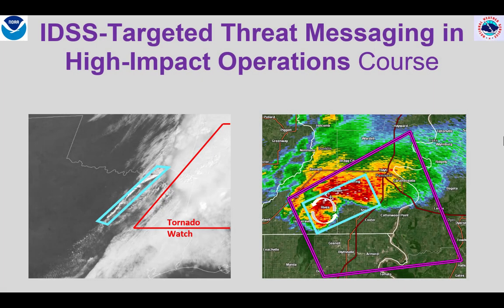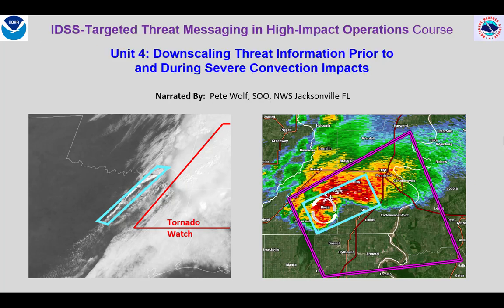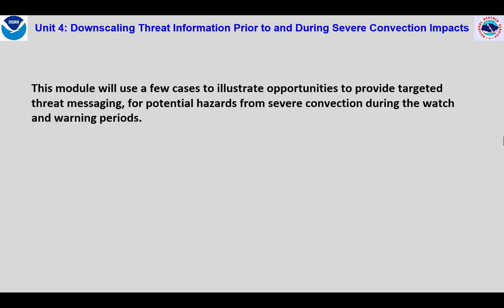Welcome to the IDSS-Targeted Threat Messaging in High Impact Operations course. This is Unit 4, which focuses on how to downscale threat information prior to and during impacts from severe convection. This module will use a few cases to illustrate opportunities to provide targeted threat messaging for potential hazards from severe convection during the watch and warning periods.